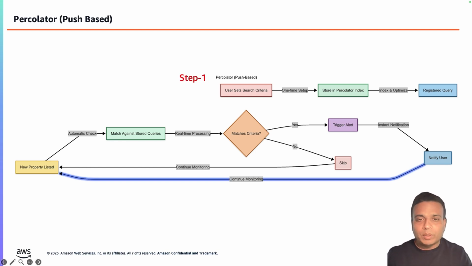Step 1. You start by registering the search parameters as a query in the percolator index. Step 2. You then run new property listings against these stored queries in real time. This inverted search paradigm ensures immediate notifications when matching properties become available, thereby eliminating the need for manual searching and reducing the risk of missed opportunities. The system effectively serves as an automated monitoring service, providing timely alerts only for properties that match the user's specific criteria, thereby optimizing for both efficiency and effectiveness in the property search process.